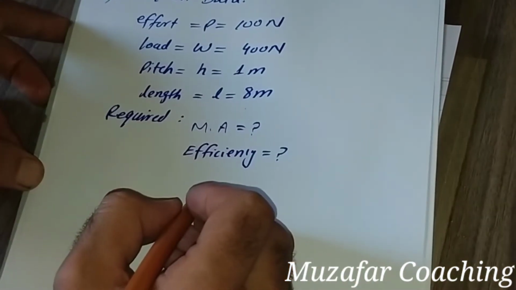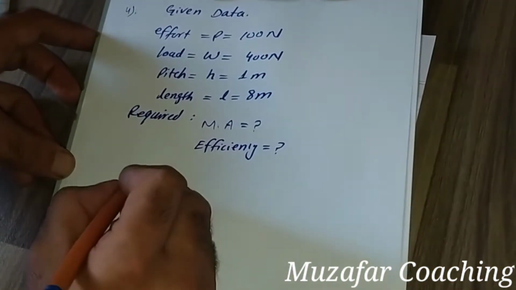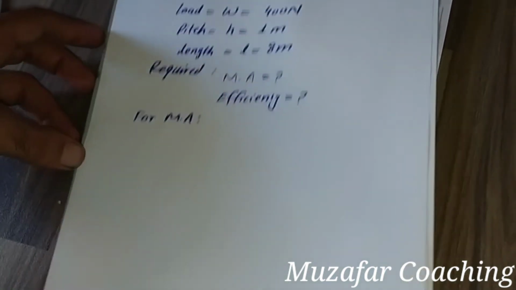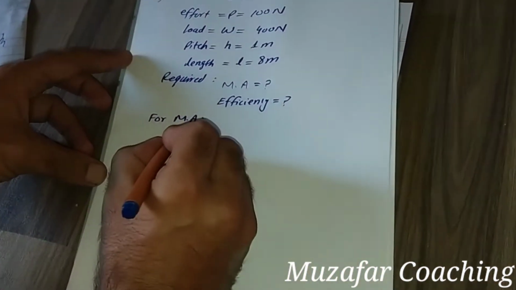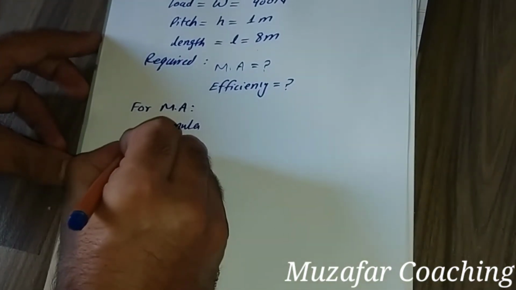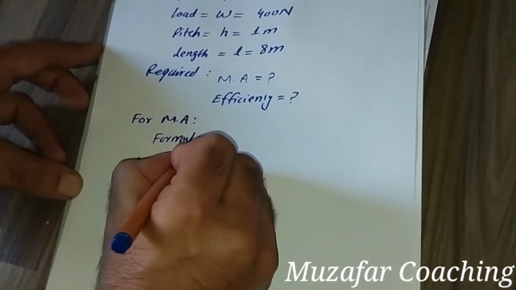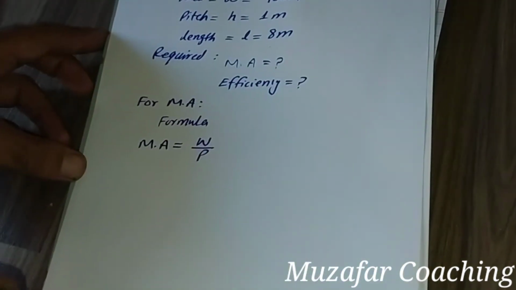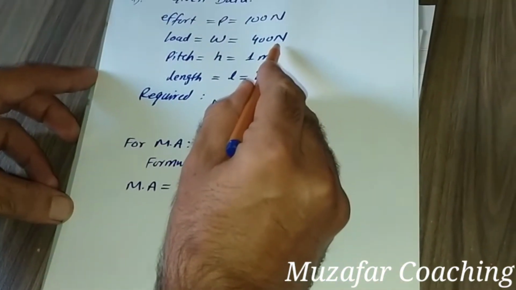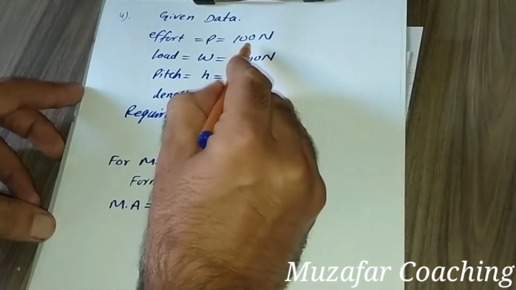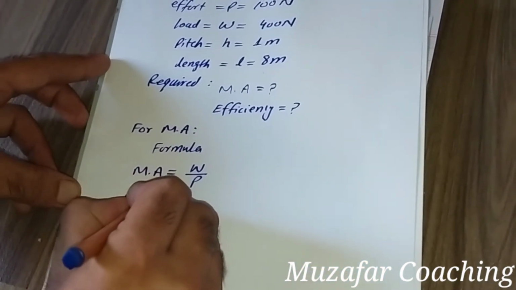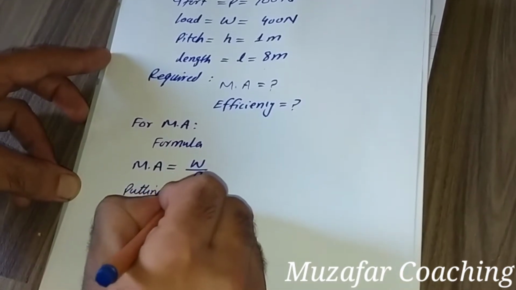Now we will be using a formula to solve for mechanical advantage. The formula is: mechanical advantage is equal to W upon P. Now what is W? W is 400 Newton, and what is P? It is 100 Newton. So we have to plug in the values.